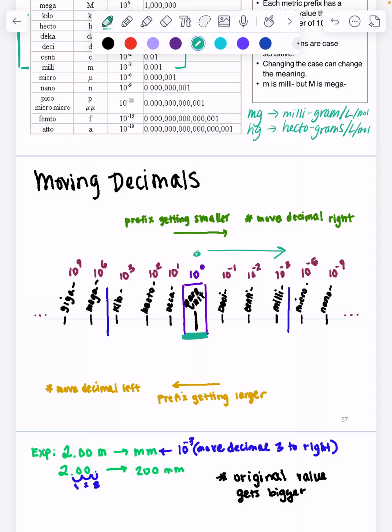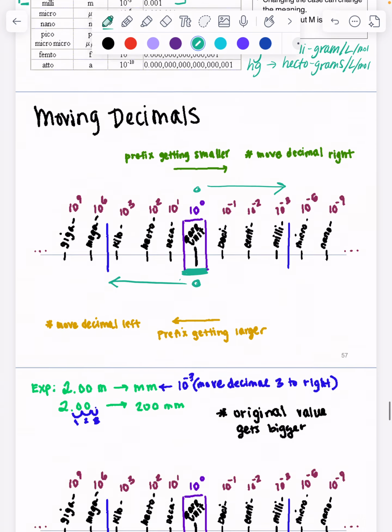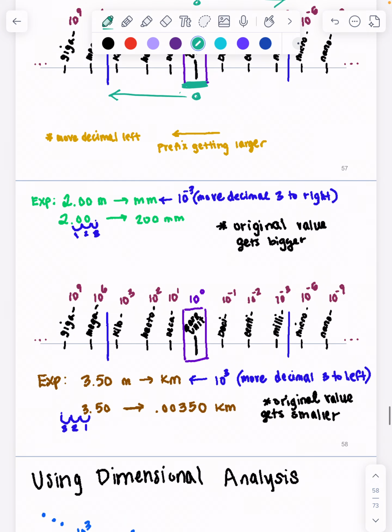Same thing the other way. We can start at our base unit here and go to kilo, and we're moving left. So our prefix is getting larger now. Kilo is pretty large. It means 1,000. But our original number is actually going to get smaller. We went through this example in class last Thursday. I gave you 2.00 meters. I wanted it in millimeters, which is 10 to the negative 3 right here.